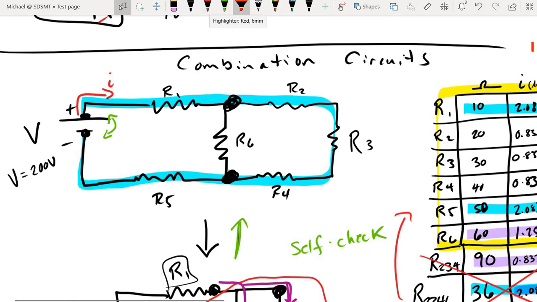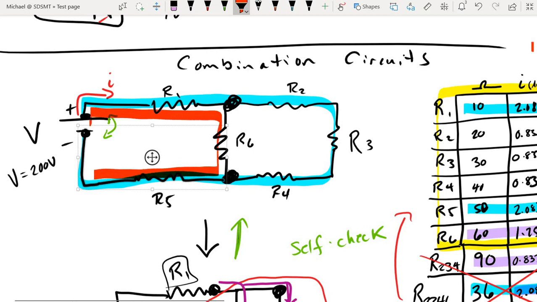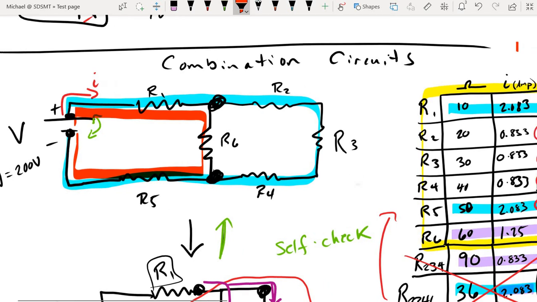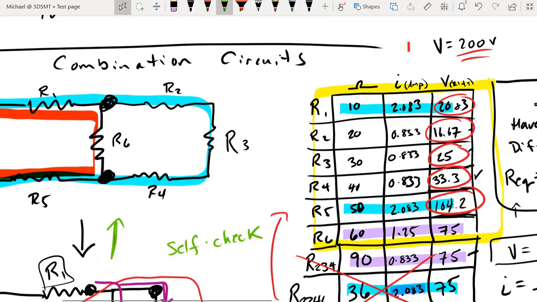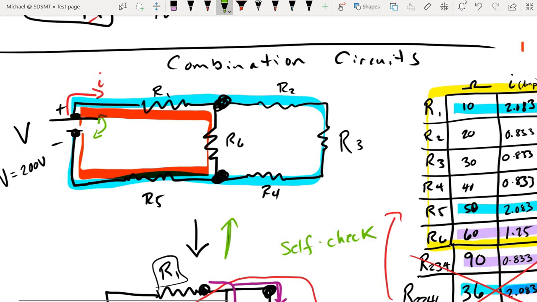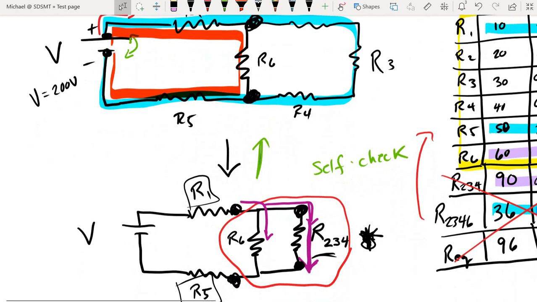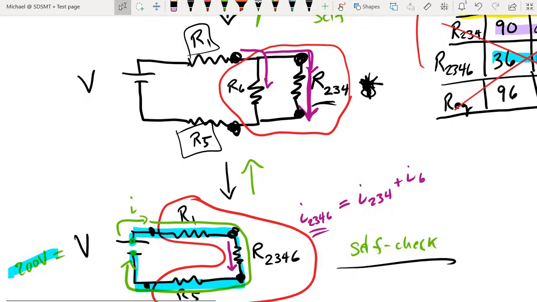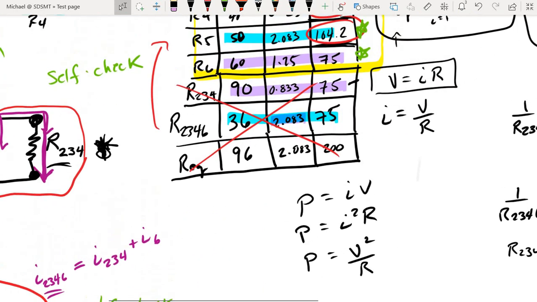So try another path. Try resistor 1, resistor 6, and resistor 5. Well, resistor 1 was 20.83, resistor 5 was 104, resistor 6 was 75. Add all those up, what do you get? 200. So these circuit combination problems are loaded with opportunities to check your work along the way.